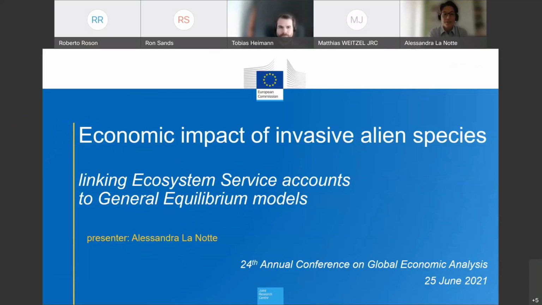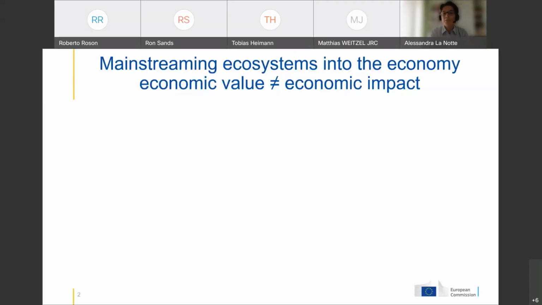I work at the Joint Research Center of the European Commission in the Land Resource Unit. Specifically, I'm working in the team devoted to natural capital accounting. I myself am an environmental economist, but in the team we work together with an ecological modeler, a hydrologist, a GIS analyst, and a marine biologist. We are quite a heterogeneous team of people whose objective is to try to mainstream ecosystems into the economy.